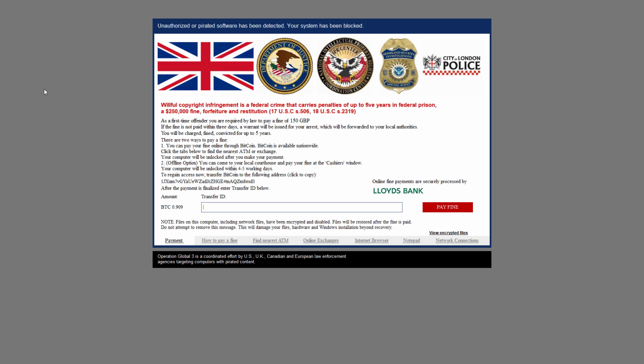And to make it worse, as you can see, Furlocker comes with a custom ransom message that appears like it's coming from some kind of law enforcement. Of course, that is not the case. This is fake. But depending on your location, the message is also customized. So if you're in the United States, it will have a United States flag and the FBI. If you're in the UK, it'll have the UK flag and say City of London Police. And even though it asks for payment in Bitcoin, it says that our payments are processed by a local bank.